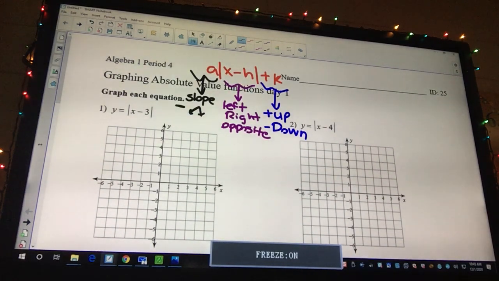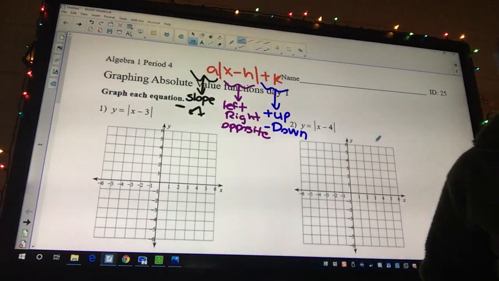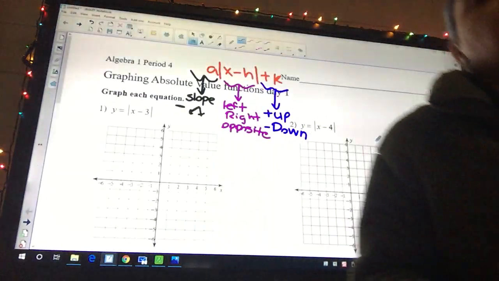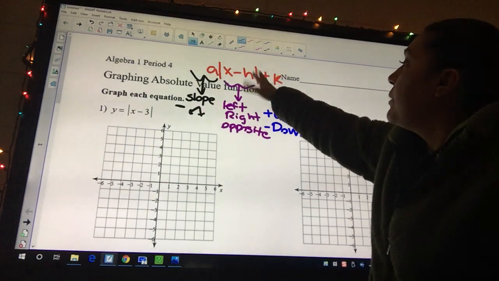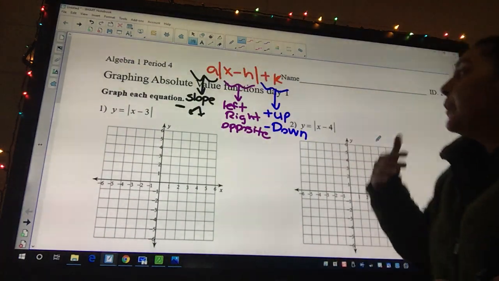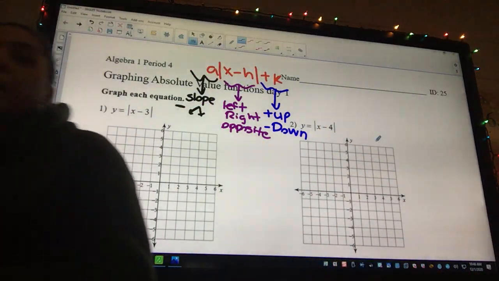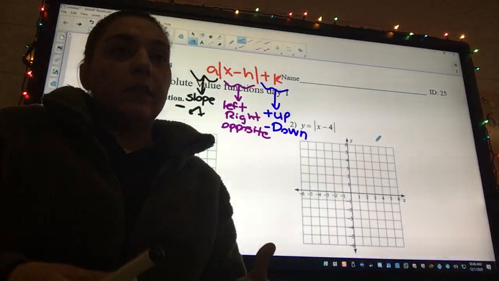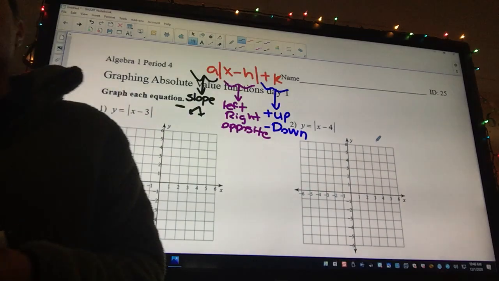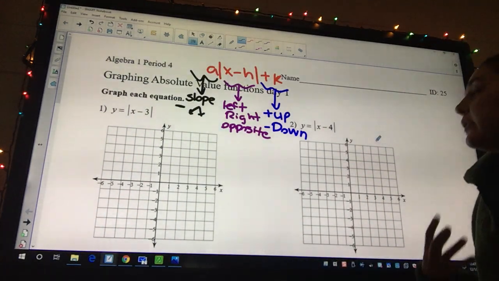Okay, so when we look at these, we need to ask ourselves a series of questions. We need to say, well, is this going to be on the inside or the outside? By that I mean, you see these bars? Those bars mean absolute value, and I think we've done absolute value this semester already. Absolute value takes whatever's inside the bars and makes it positive. And we had to set one as positive, one as negative. So that's essentially what that's doing.